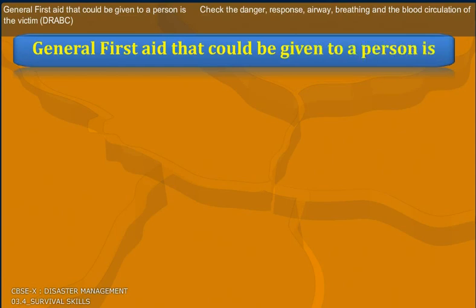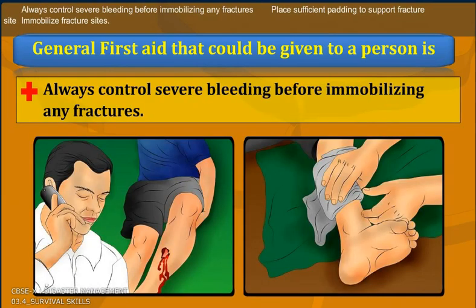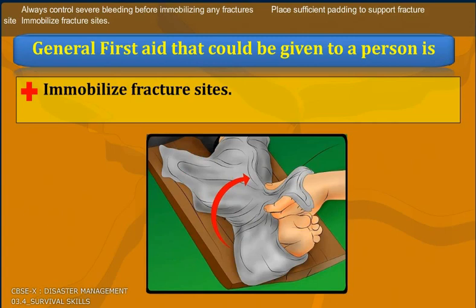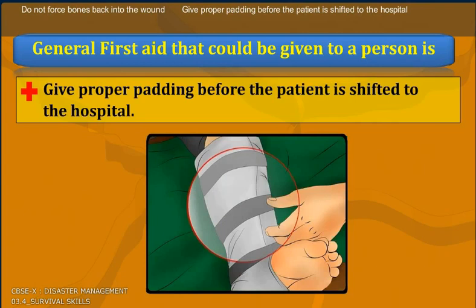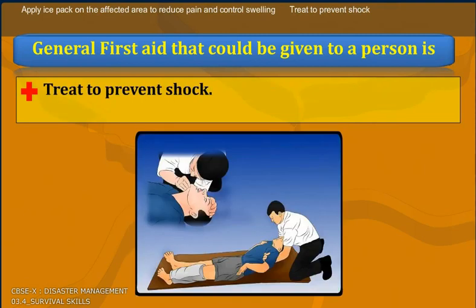General first aid that could be given to a person is: check the danger, response, airway, breathing, and the blood circulation of the victim. That is, always control severe bleeding before immobilizing any fractures. Place sufficient padding to support fracture site. Immobilize fracture site. Do not force bones back into the wound. Give proper padding before the patient is shifted to the hospital. Apply ice pack on the affected area to reduce pain and control swelling. Treat to prevent shock.